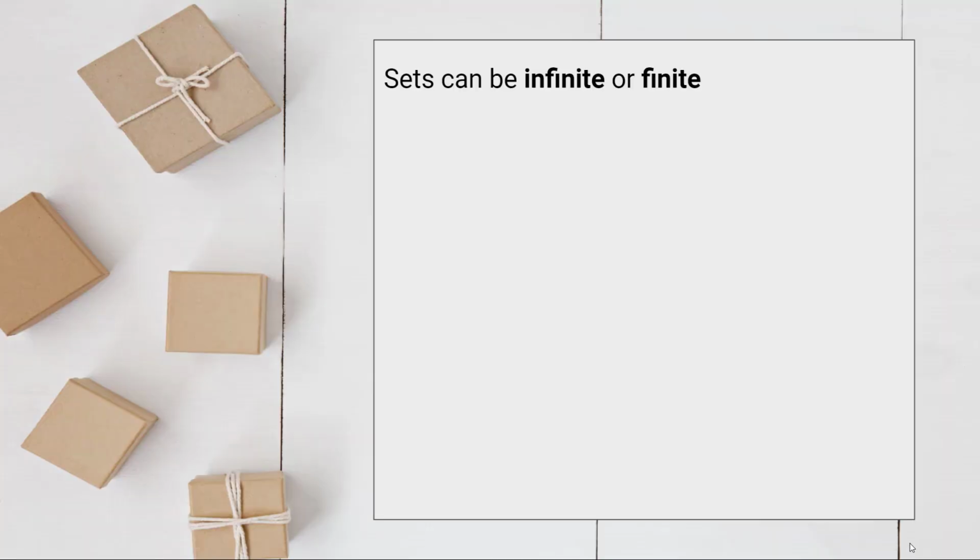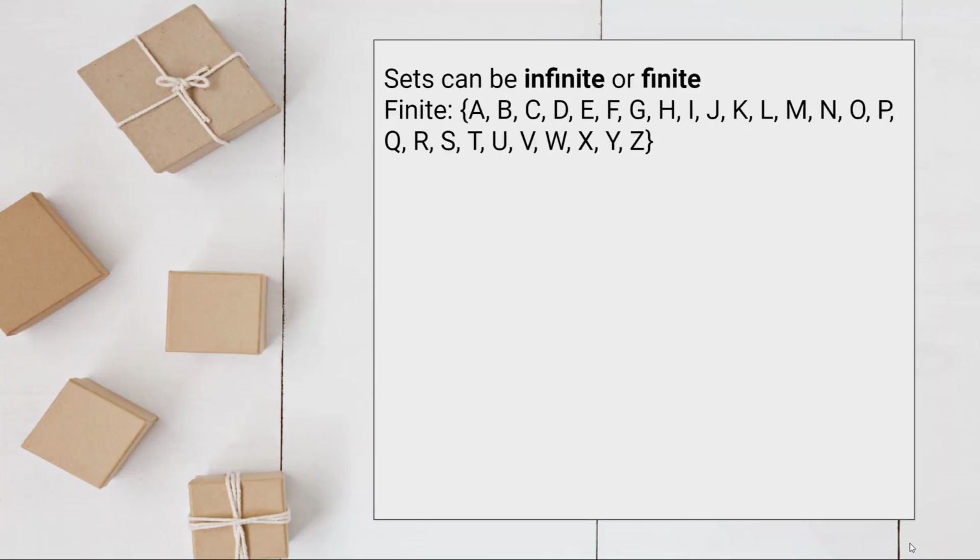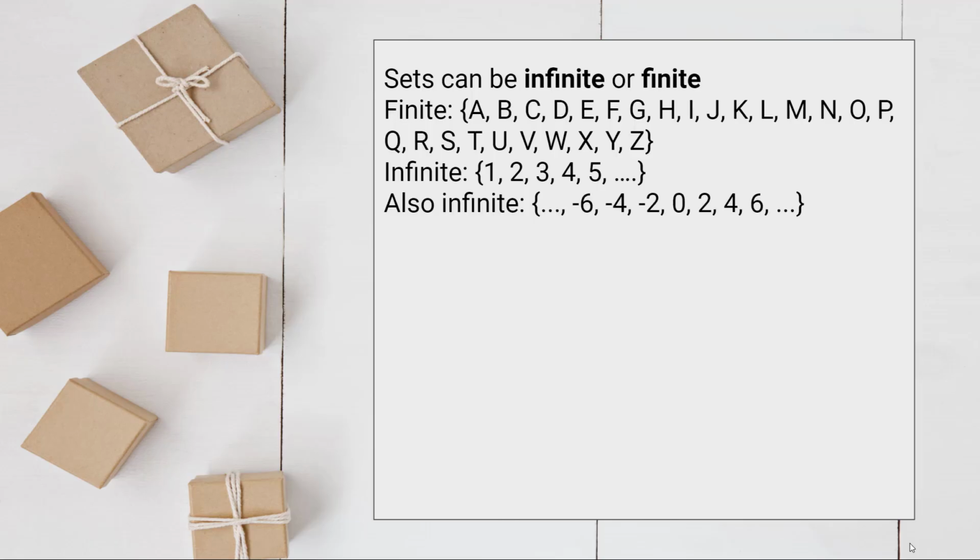Sets in mathematics, unlike data structures in computer science, can be both finite or infinite. For example, here is a finite set whose elements are the letters of the English alphabet. And here is an infinite set whose elements are the positive integers. The 3 dots indicate a pattern that continues. This set, consisting of all even integers, is infinite in both directions.